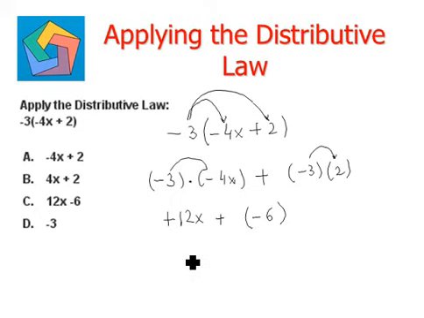So now this is 12x. A positive times a negative is a negative, and 6. So 12x minus 6 is the final answer, which can be seen in option C.